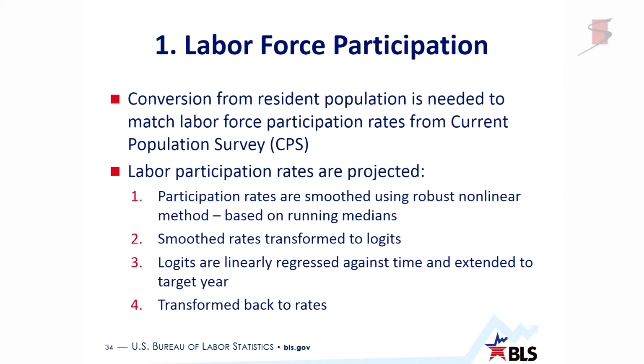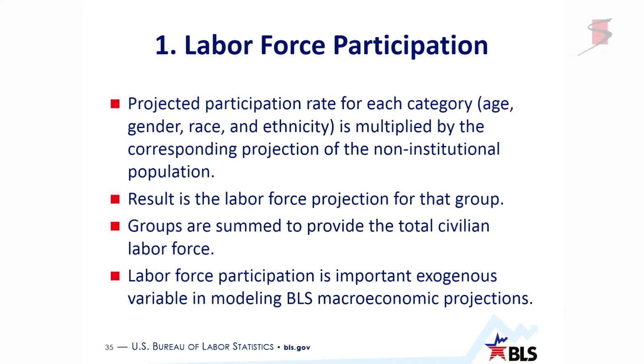So we need to do this conversion because we have to match the labor force participation rates that we get from the Current Population Survey. So then we have to project the rates to our target year. And to do this, we first smooth the rates, then we transform the rates to logits that sort of linearizes them. So we regress them against time, extend to the target year, and then transform back to rates. So we have the labor force participation rates, we have the projected population, we multiply those together, and we get the labor force projection for each of the groups.